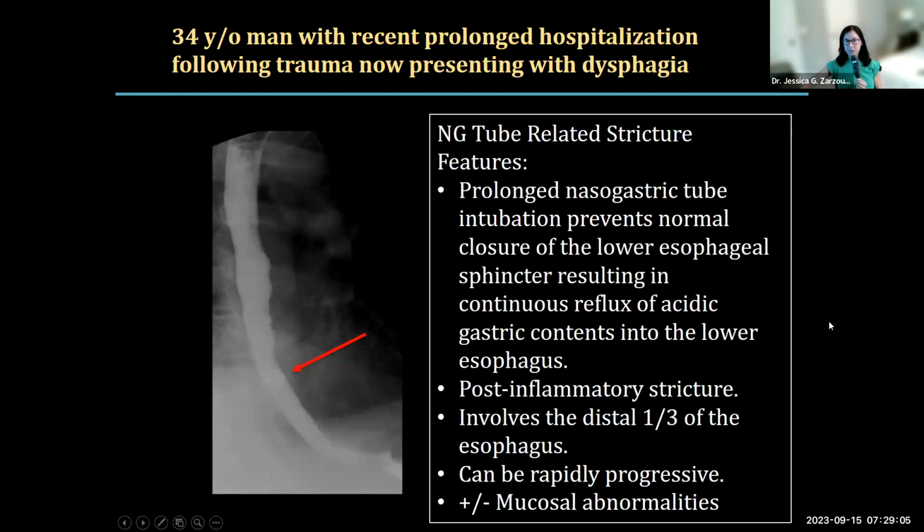When these tubes are in place, it is important for them to be on acid-reducing medication to prevent this post-inflammatory stricture. Here is another patient who had a prolonged nasogastric tube. This is a barium tablet. You can barely see there, hopefully. And again, these narrowings are smooth and typically long segment and involving the distal esophagus as a result of that chronic gastroesophageal reflux when a nasogastric tube has been in place.